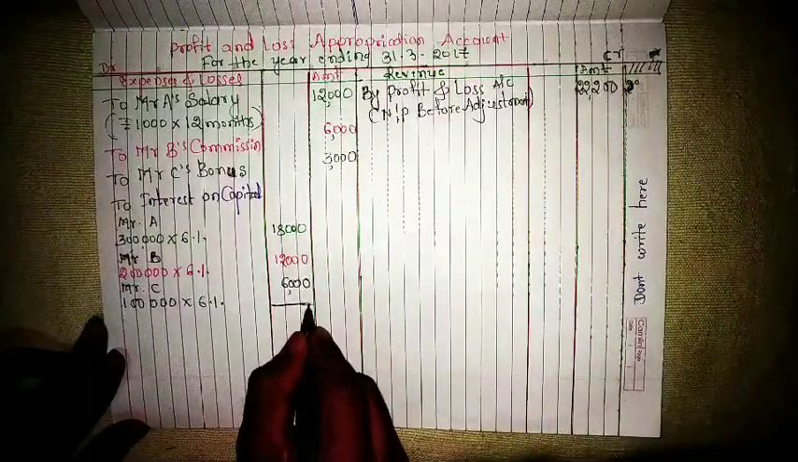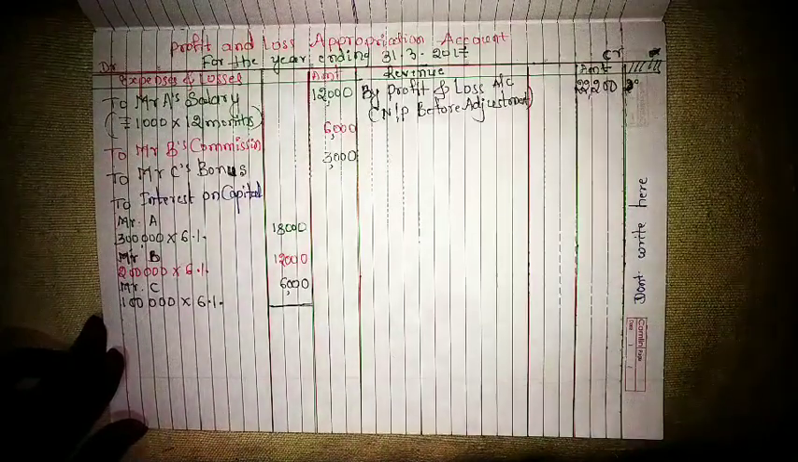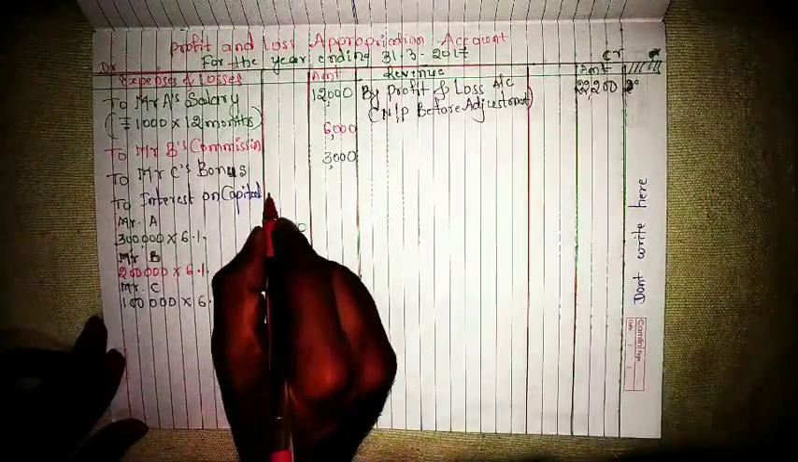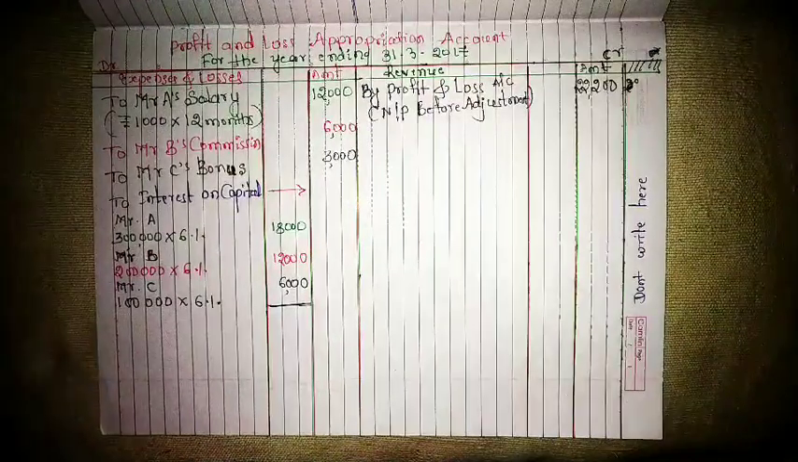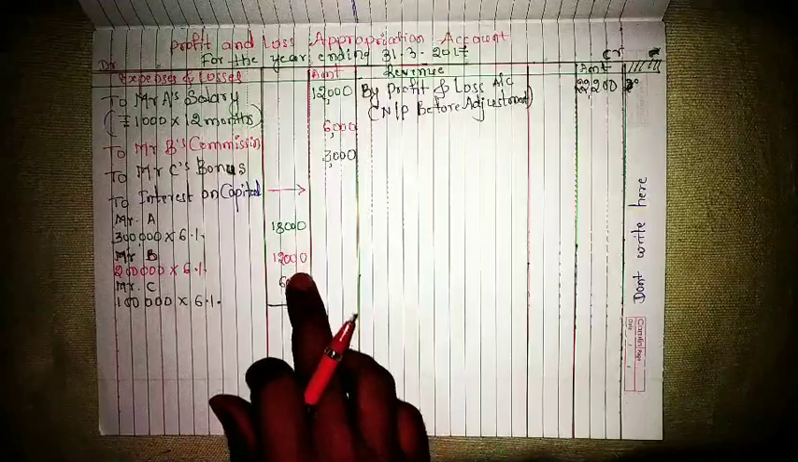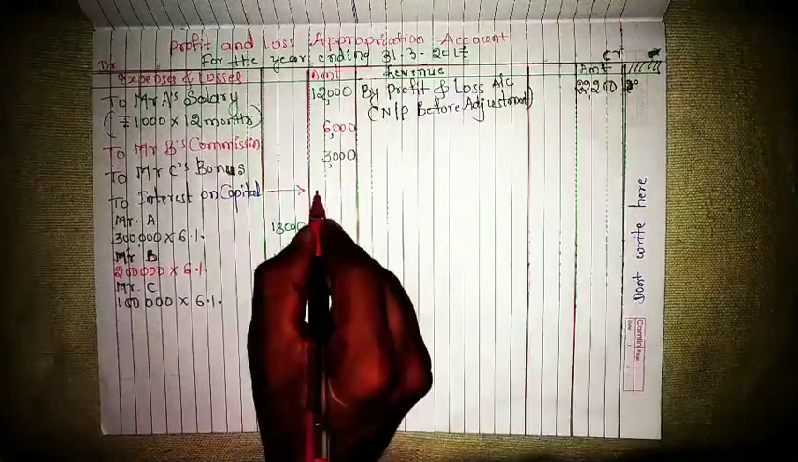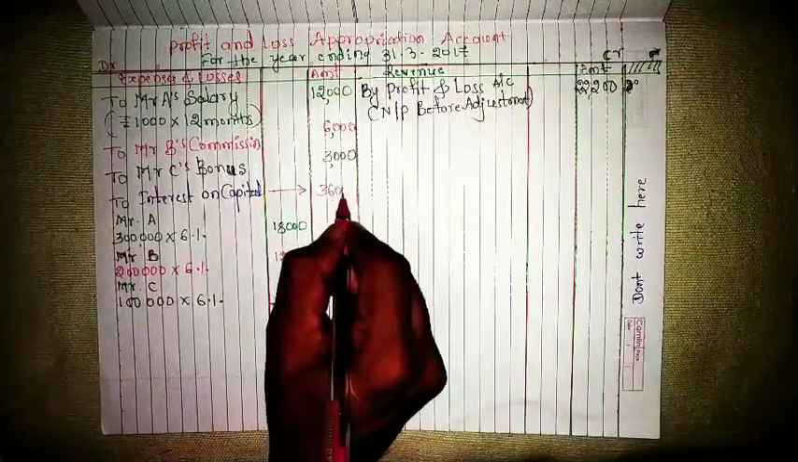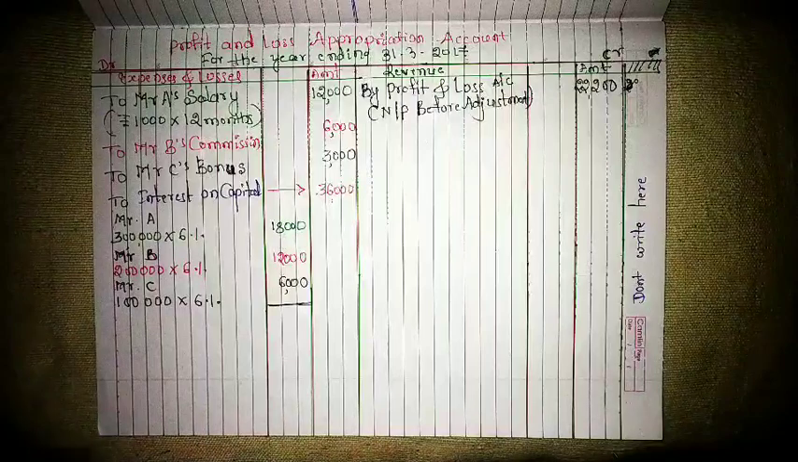Now total it. Draw the two lines. Write opposite to interest on capital. Take the calculator. 18,000 plus 12,000 plus 6,000. Total is 36,000. Got it? Now continue.